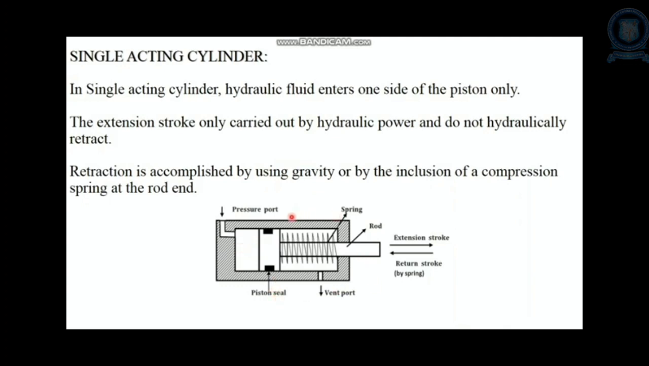After completing the extension stroke, the fluid power will be released. So it will be retracted by its spring force. At the rod end of the cylinder, there is a spring. After releasing the pressure, by means of the spring force, it will be retracted. So only one stroke is carried out by means of the hydraulic energy, and that is called a single acting cylinder.